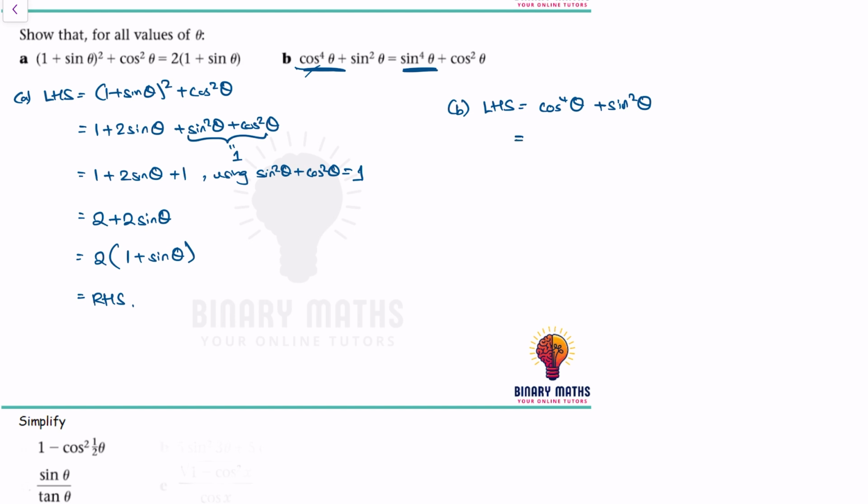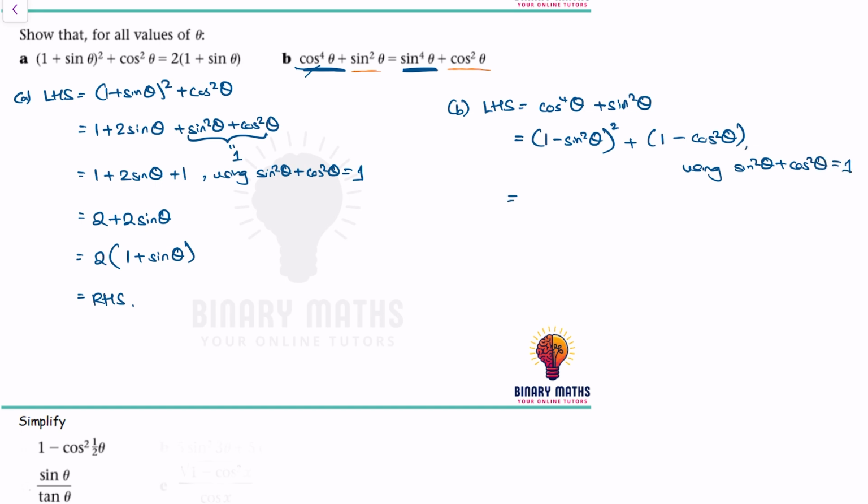So it's the same thing as 1 minus sine squared theta, which is cos squared theta squared. Again, the sine squared has changed to cos squared. So I'm going to replace the sine squared here with 1 minus cos squared theta. Let's see where that gets me. So this is using the same identity, which is sine squared theta plus cos squared theta is equal to 1.